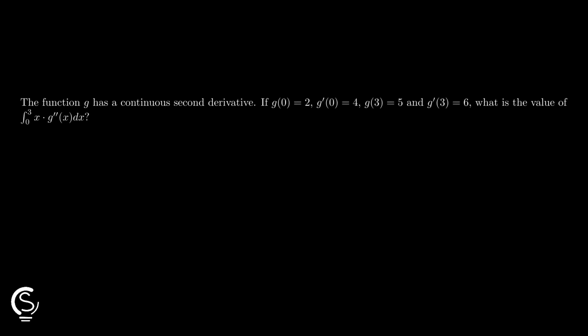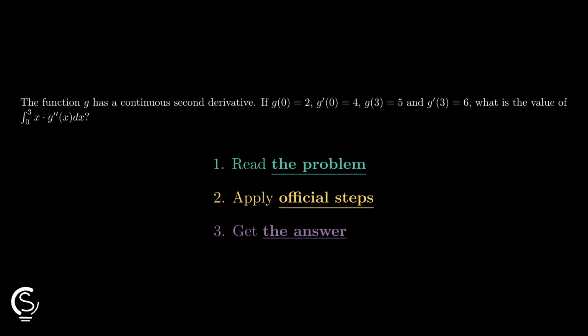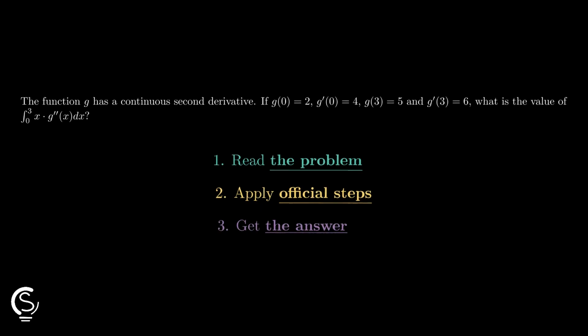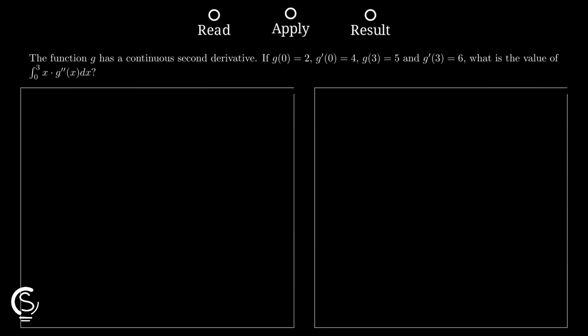Calculus problems like this integral of x times g double prime of x are actually super fast to solve using integration by parts. Let's go. First, we apply integration by parts where u equals x and dv equals g double prime of x dx. This gives us x times g prime of x minus another integral.